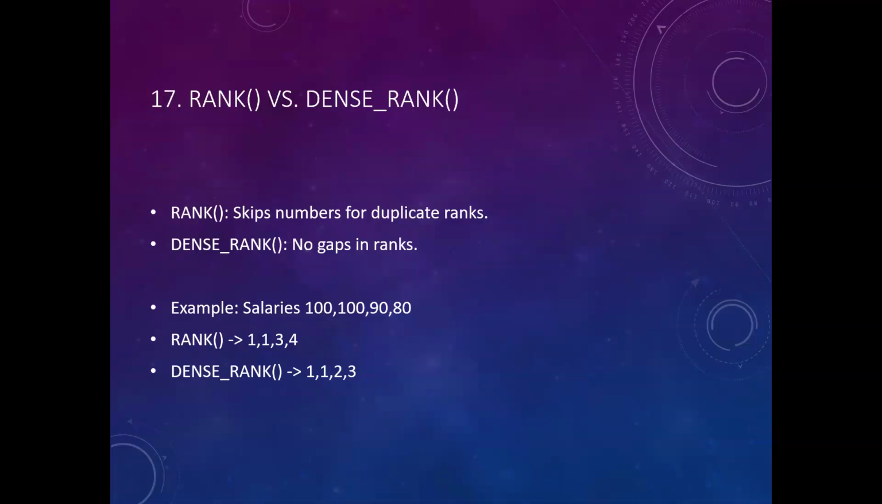So rank will skip numbers for duplicate ranks. If you see here, 100, 90, 80. For the same rank, what happened? Rank returned 1, 1. Since both are same, 1, 1. But since 1 is repeated twice, it skipped the second rank. So 2 is skipped, 3, 4. So 1, 1, 3, 4. For dense rank, it will not skip a record. After 1, 1, they gave 2, 3. This is the difference. Okay.